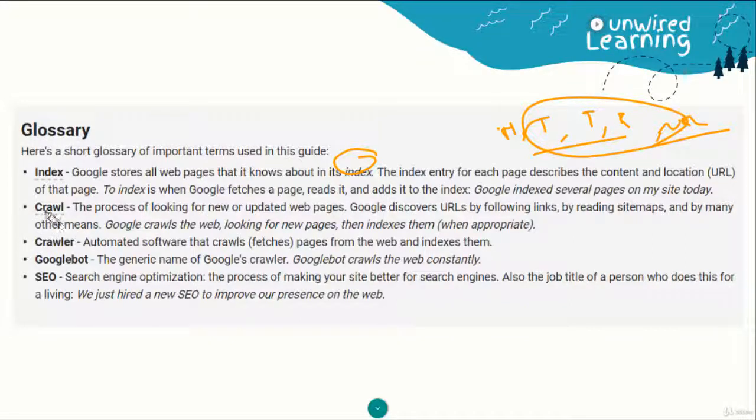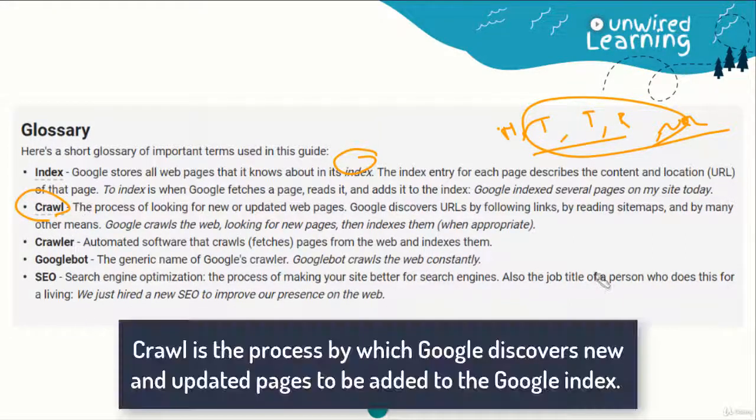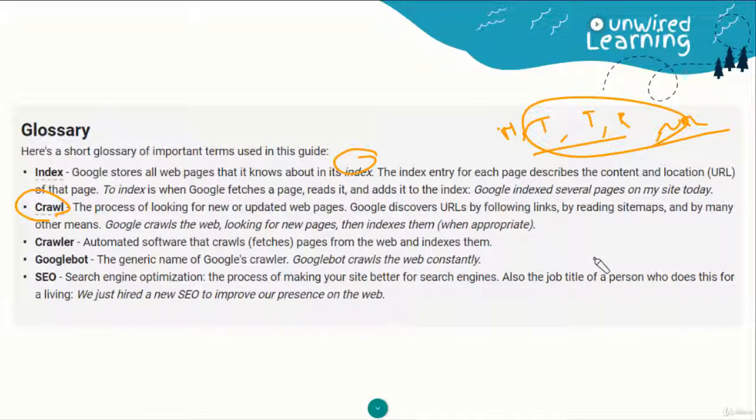Now let us understand crawl. Crawl is the process of updating the previous content of a page or fetching new pages. So this keeps happening all the time. Google crawls the web for new pages, and if they find old pages, they keep on updating them. If they find new pages, they keep on indexing them, meaning they keep on storing them in their database. So crawl is nothing but fetching of new pages and updating of old pages.